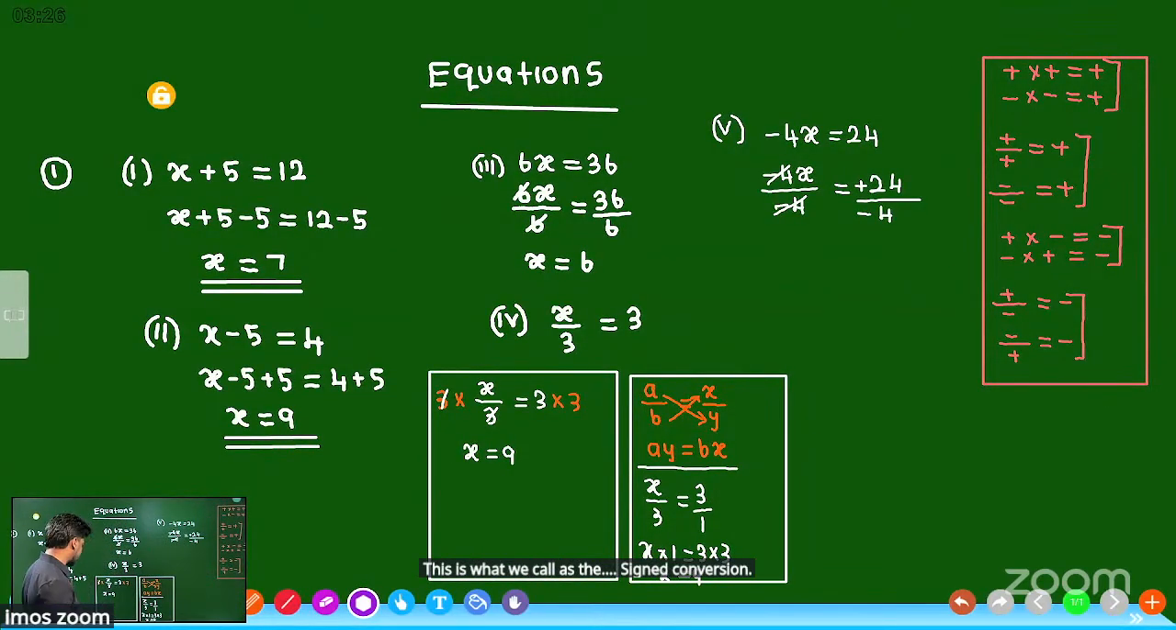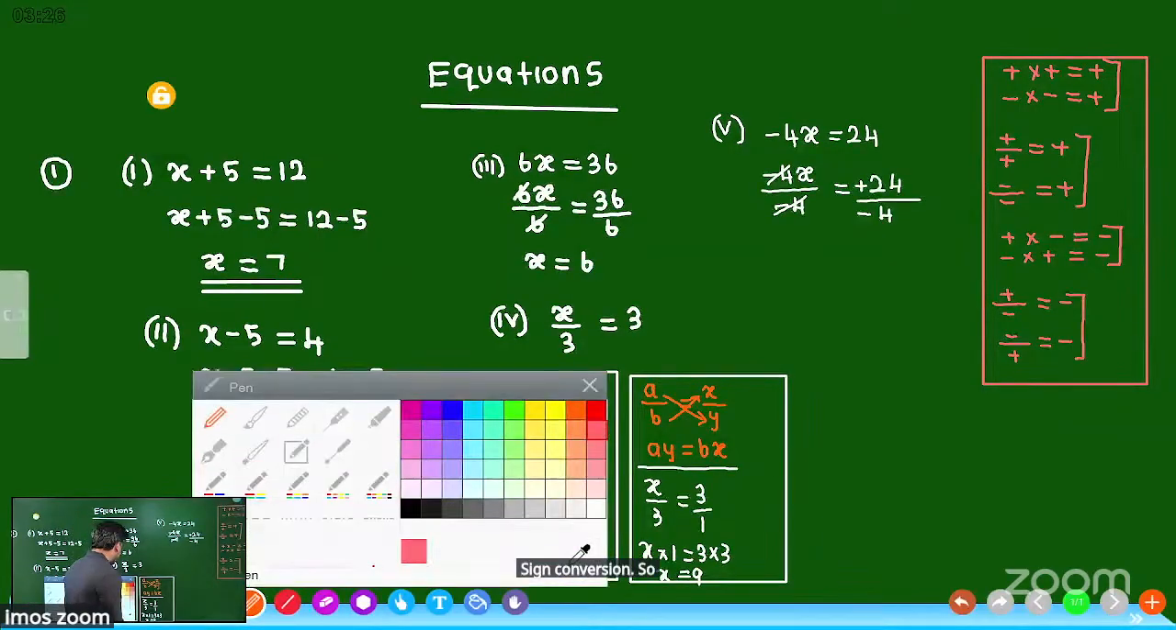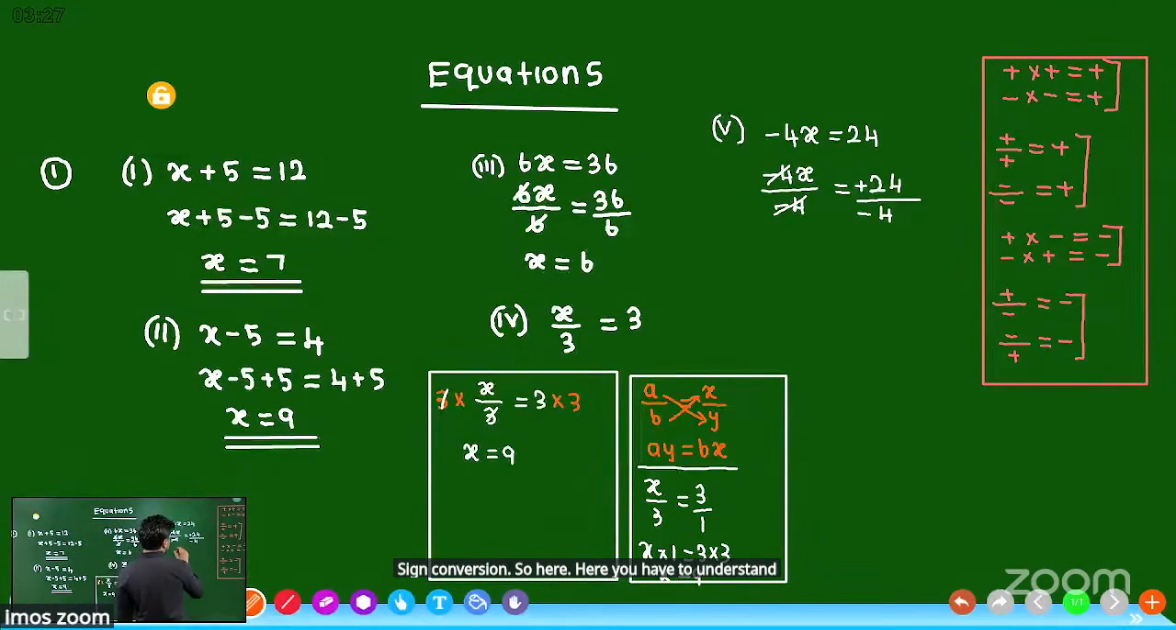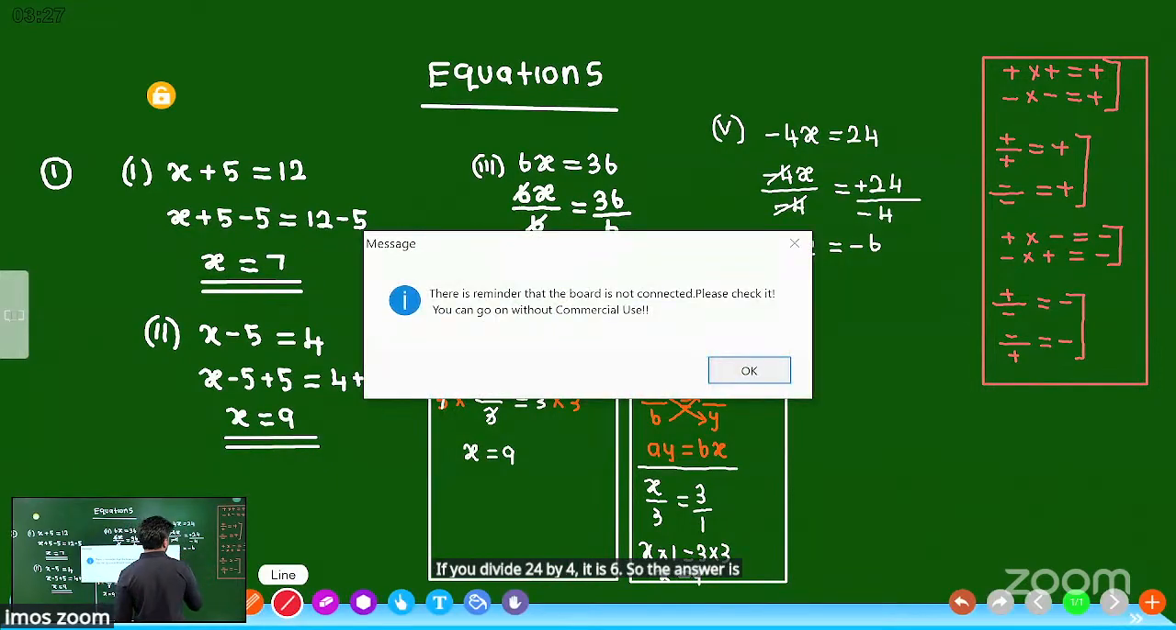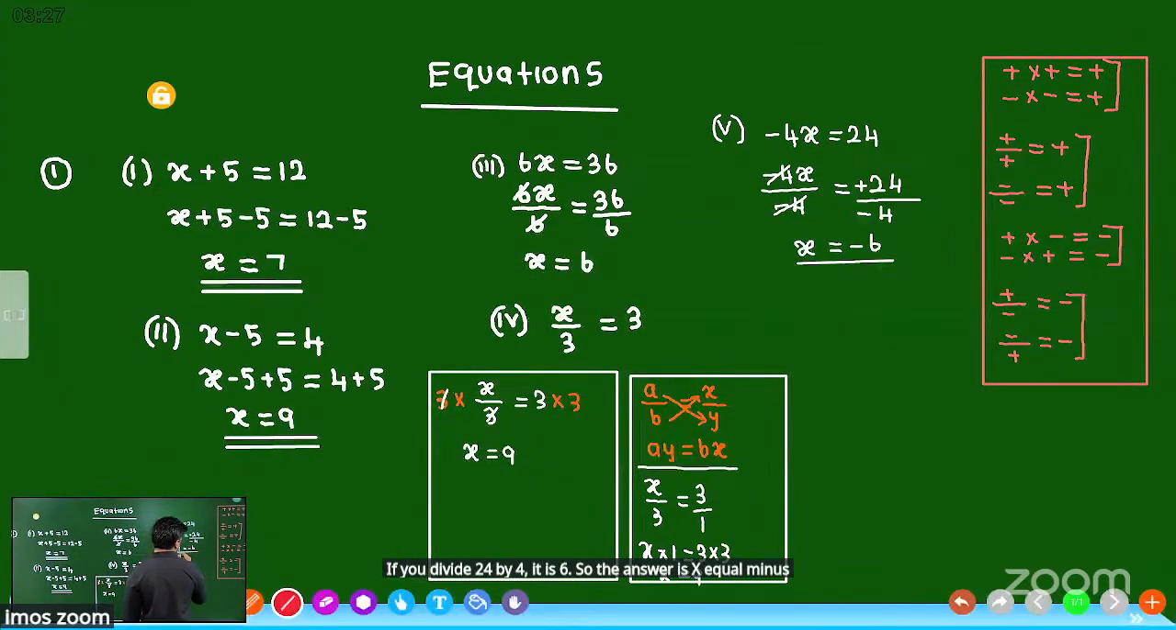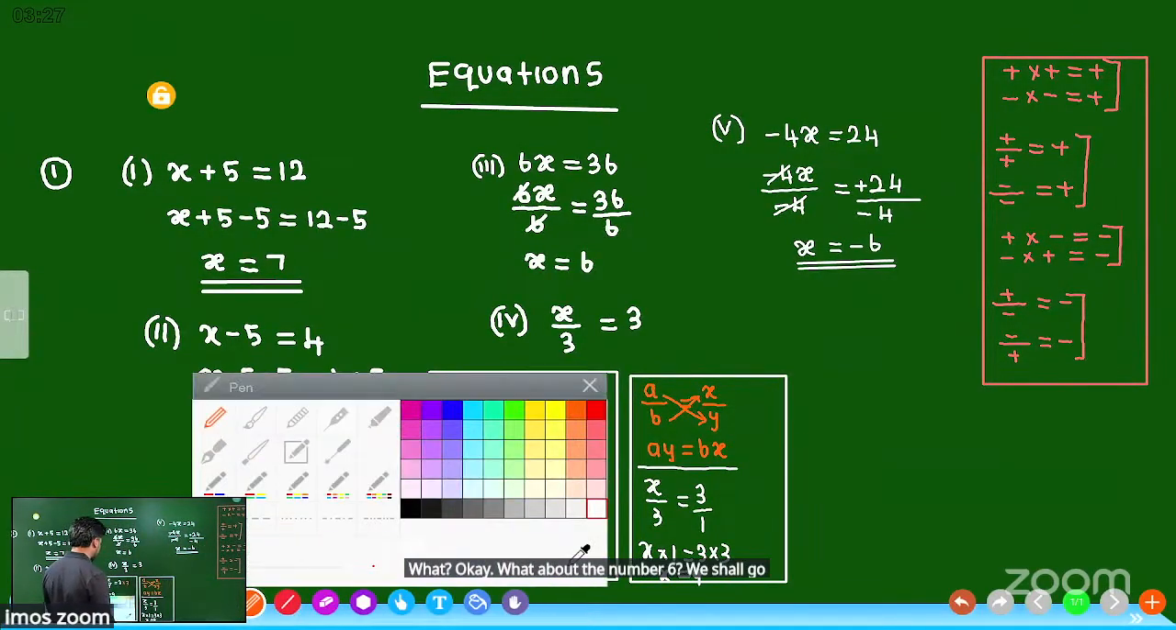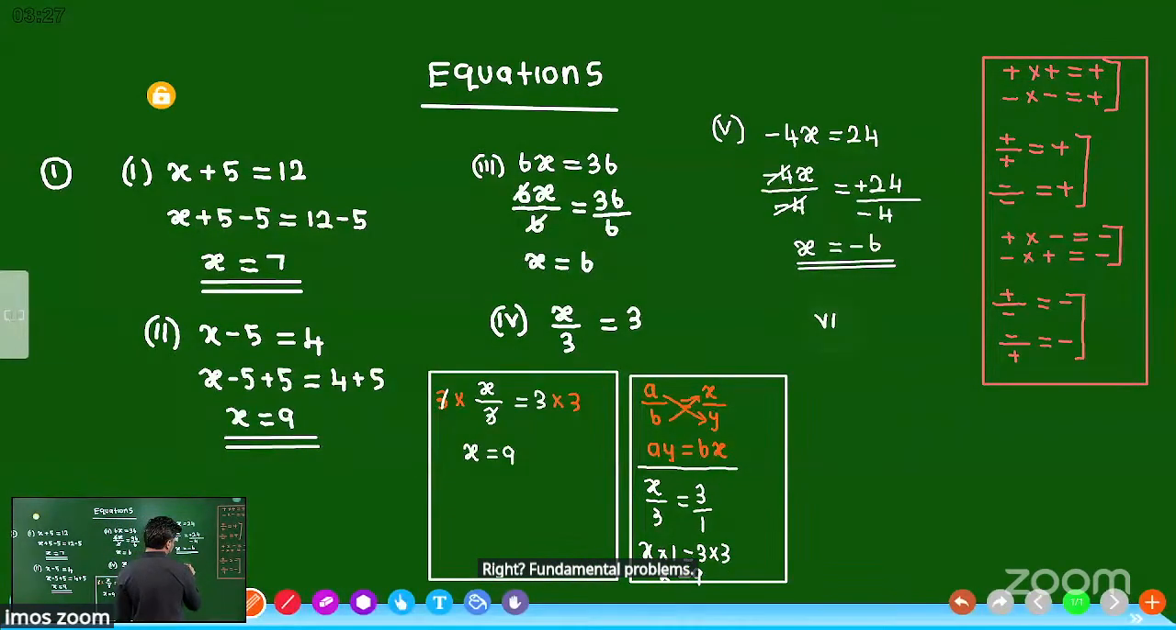So here you have to understand that x is equal to plus over minus, it is minus. If you divide 24 by 4, it is 6. So the answer is x equals minus 6. Right? Okay. What about number 6? We shall go to number 6. Right? Fundamental problems. Okay. Number 6.